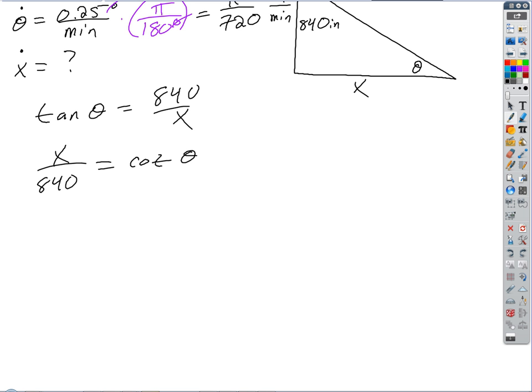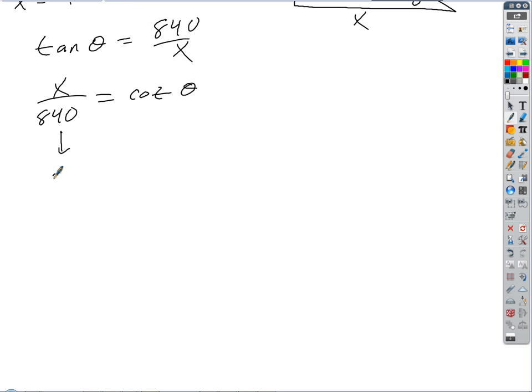Differentiate. But the 840 on the bottom, that's fine, that's just a constant, right? x divided by 840 is the same as 1 over 840 times x. What do we do with constants? Just leave them alone, leave them out front, right? Yes. So what's the derivative of the left side then? X dot over 840. Can you write that out?